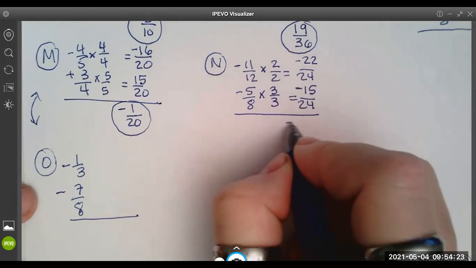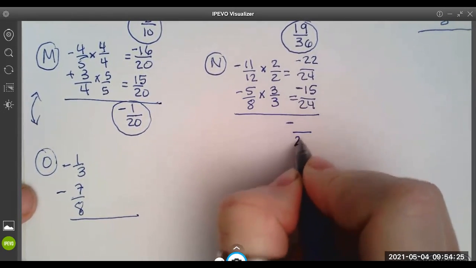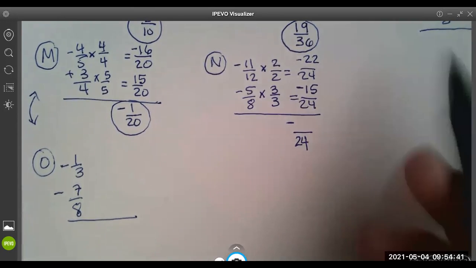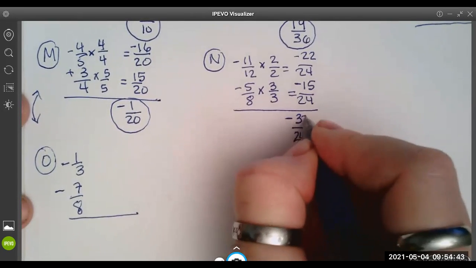These are the same signs, so they're both going to be negative. Because if you think about it, if I start on the negative of the number line and I go more negative, the negative is going to stay, right? But if I start on the number line and I go to the positive direction, it's getting smaller, so we have to subtract. Okay, negative 37 over 24.